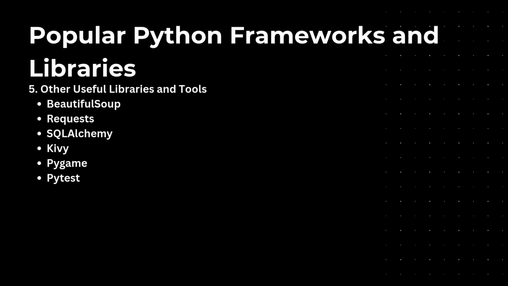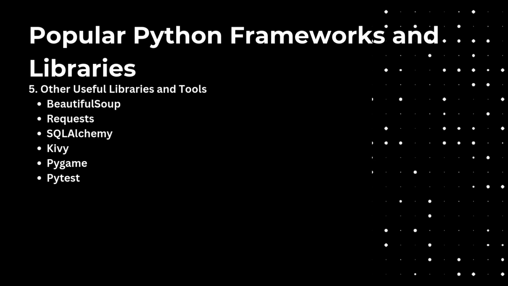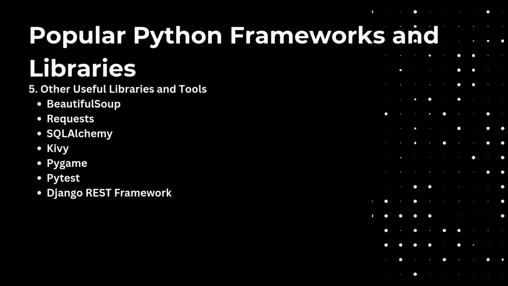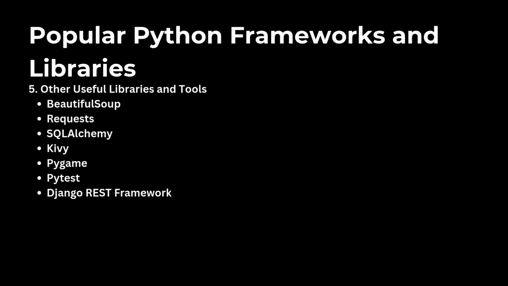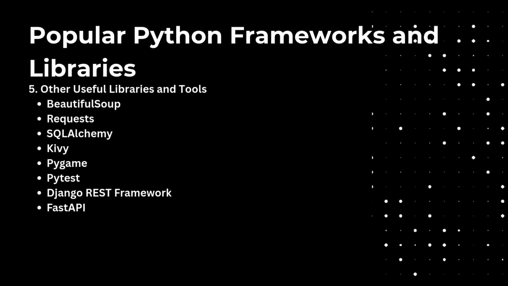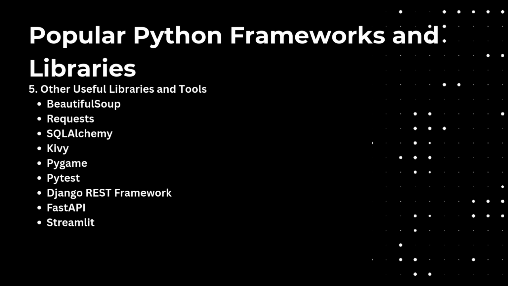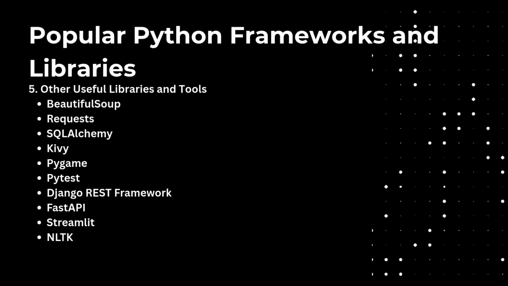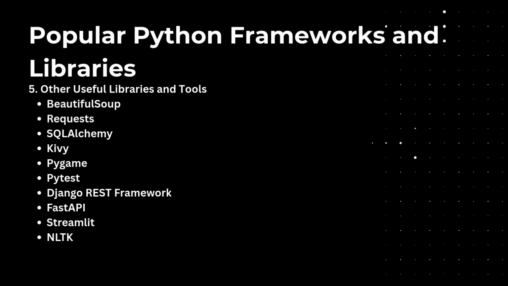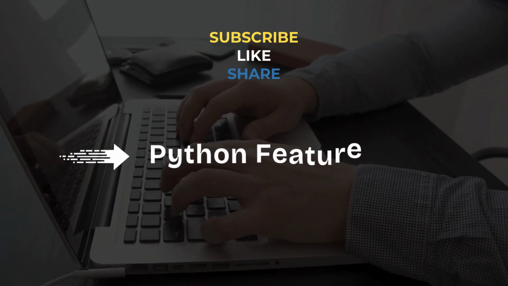PyTest, a testing framework for writing simple as well as scalable test cases. Django REST framework, a powerful toolkit for building web APIs using Django. FastAPI, a high-performance web framework for building APIs with Python 3.6 plus. Streamlit, a fast and intuitive way to build interactive web apps for machine learning and data science. NLTK, the Natural Language Toolkit used for working with human language data in NLP tasks.